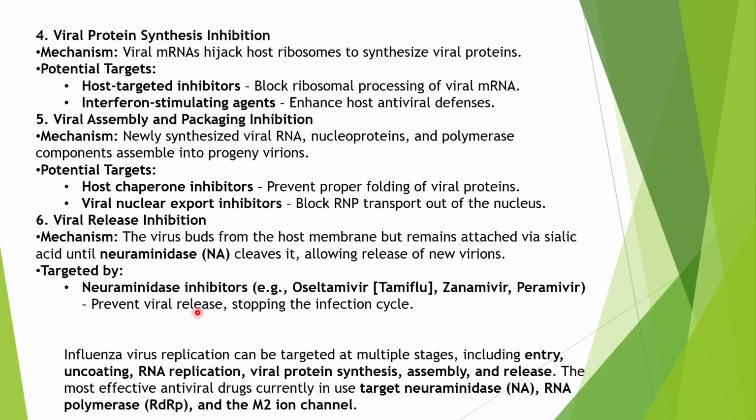So using different targets, different proteins, different enzymes as targets, using drugs against it, inhibitors against it, blockers against it, we can stop the virus replication. So influenza virus can be targeted at multiple stages, including the entry, uncoating, RNA replication, viral protein synthesis, protein assembly, and also release. So from the first step to the last step, every step can be inhibited using multiple steps and proteins as targets.